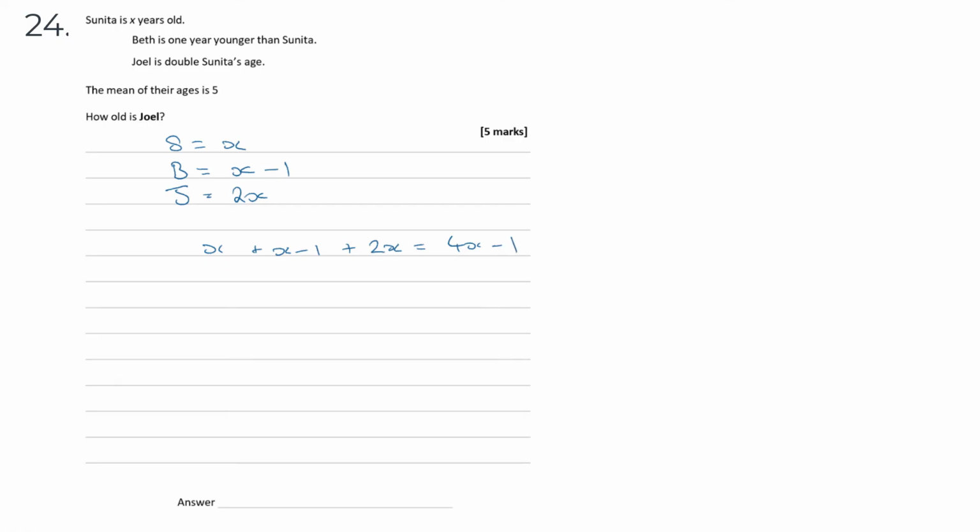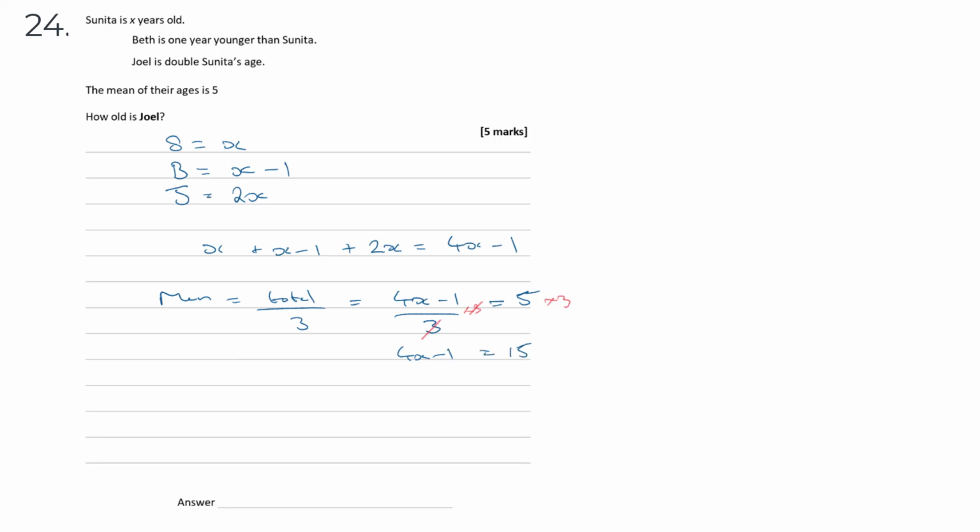And then to find the mean, the mean score is the total divided by the 3 ages, or the 3 of them that there were. So that's going to be 4x minus 1 over 3. Now, if the mean age is 5, what does that make the value of x? Well, I've got 4x minus 1 over 3 is equal to 5. So multiplying through by 3, the 3s cancel, leaving me with 4x minus 1 on the left. 4x minus 1 is equal to 15.